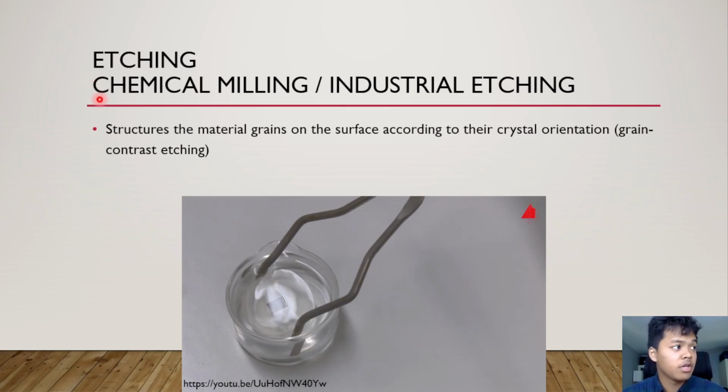So why do we etch? It structures the material grains on the surface according to their crystal orientation. Grain contrast etching. What etching basically does is it removes the smaller imperfections in the material and it exposes the crystals within the metal.